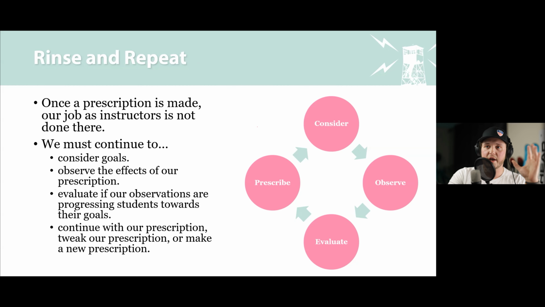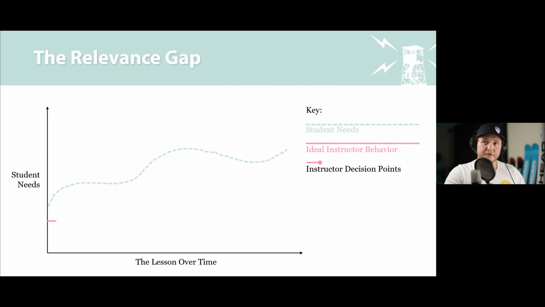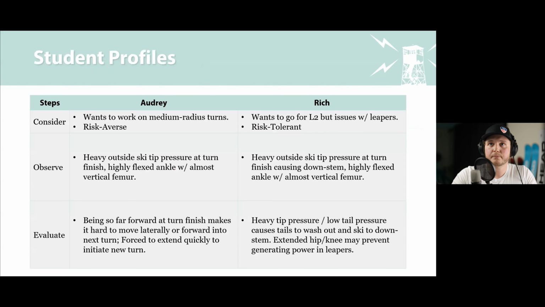It's still going to be way better than holding on tight and going down with your sinking ship, right? And this reflects back to our relevance gap example that we started with. Each one of those circles represented a decision point to adapt to the changing needs of our students. And those decisions can only be made by cycling through and repeating our steps: consider the goals, observe the skis and body, evaluate if it's progressing them towards their goals, and keep on that prescription or make tweaks, and allow us to keep adapting, right?